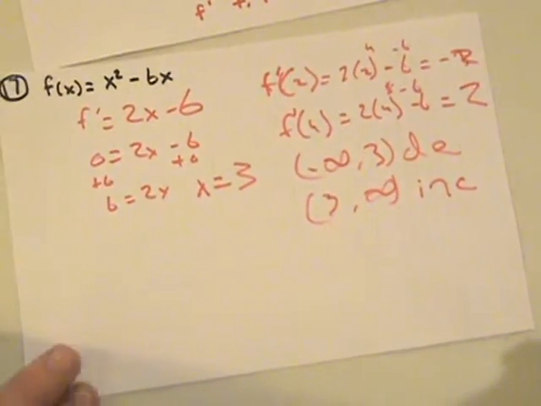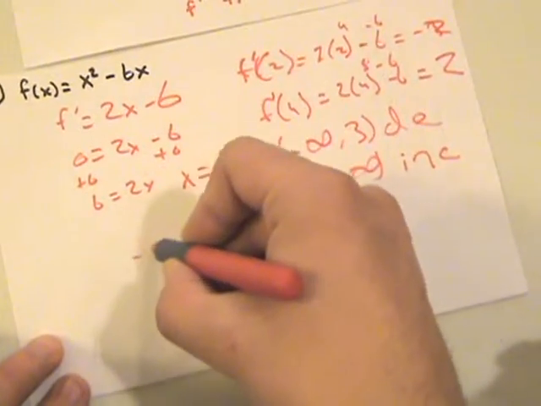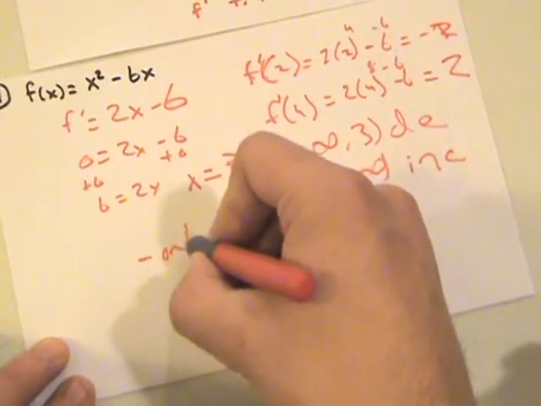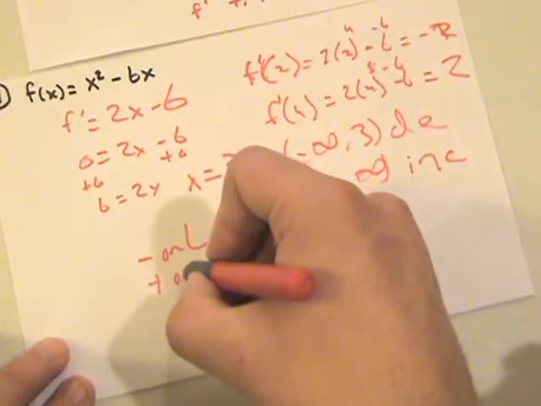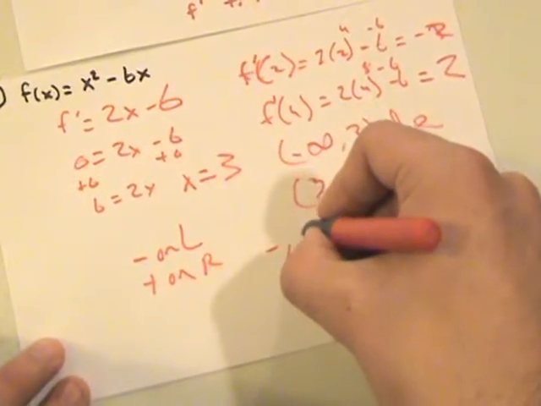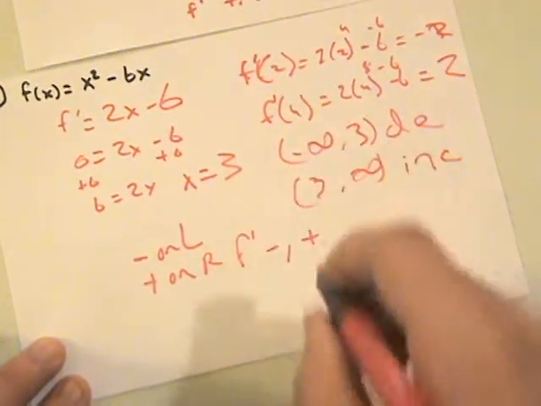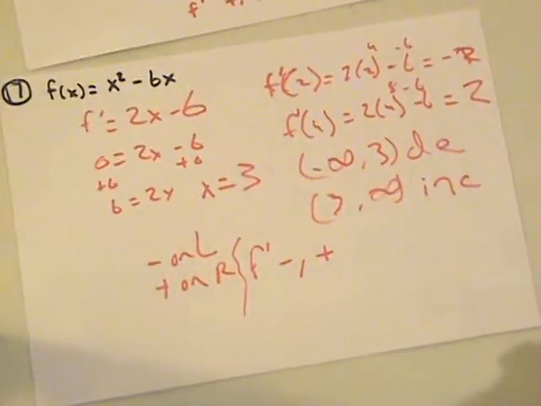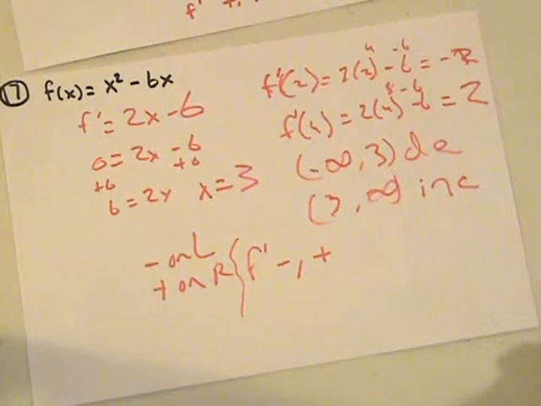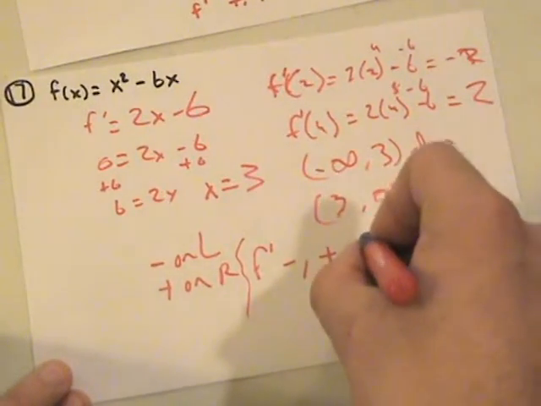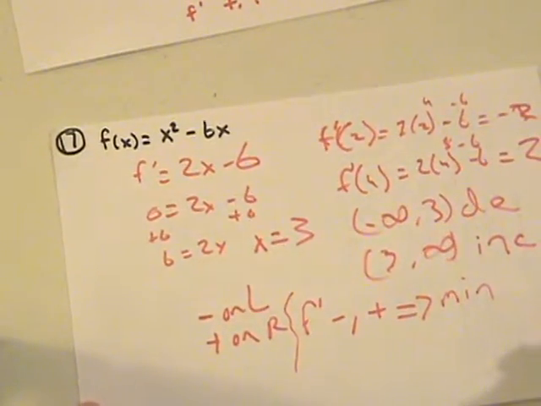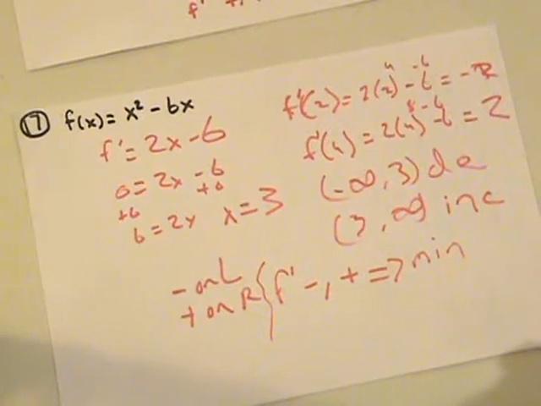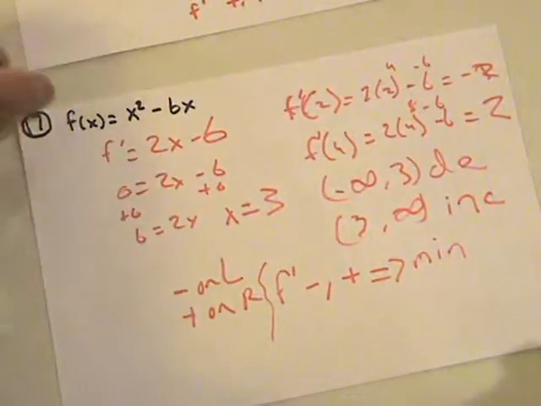So here we got values that were negative on the left, and we got positive on the right. This is what we got. So using what we know about the first derivative, that means it is a minimum. So the original function, if we graphed it, we would get a minimum. So that's number 17.